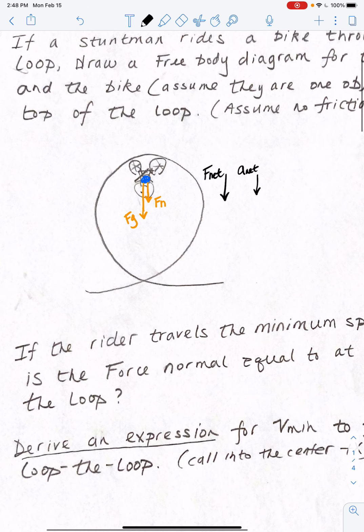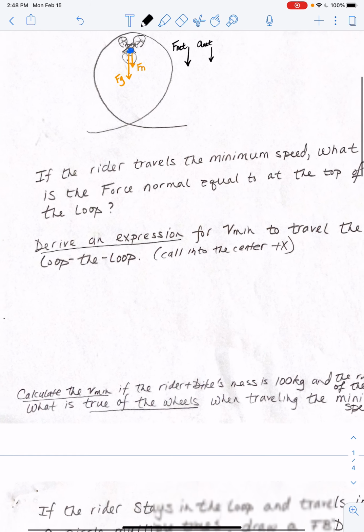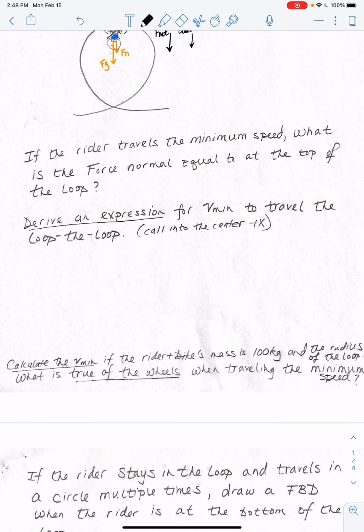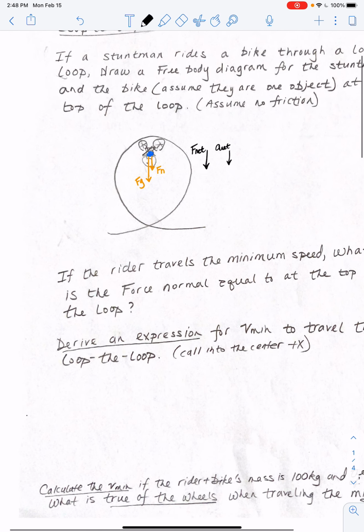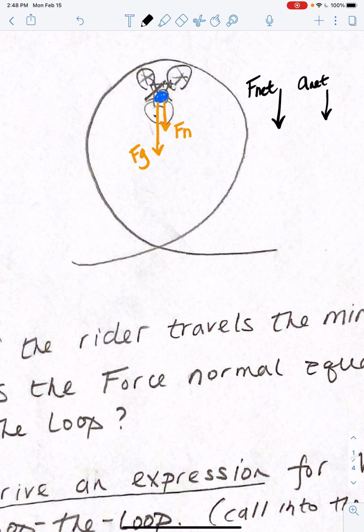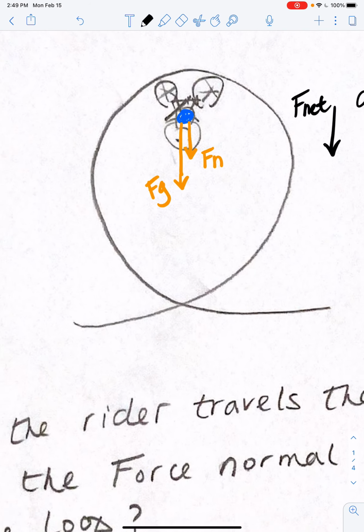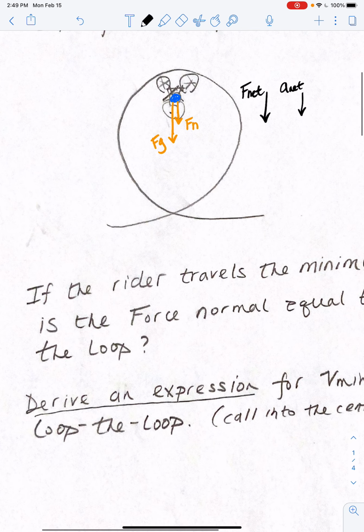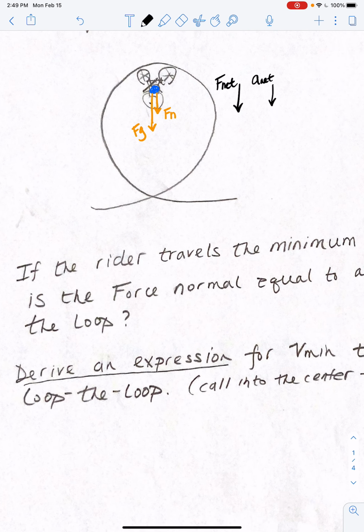All right. Let's go down here. If the rider travels the minimum speed, what is the force normal equal to at the top of the loop? All right. So obviously this person can go faster and faster, and he'll make the loop easier, right? It'll be easier for the person to make the turn if they're going fast. But we want to know what the very minimum speed is. And at the very minimum speed, the wheels of the bike just lose contact with the track. And if that's the case, let's write that down.